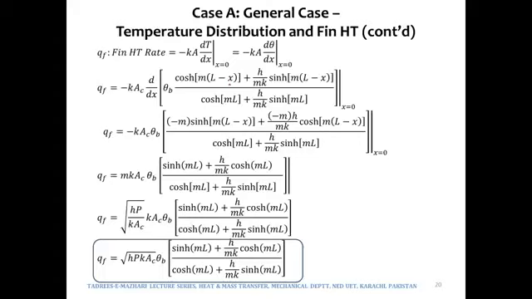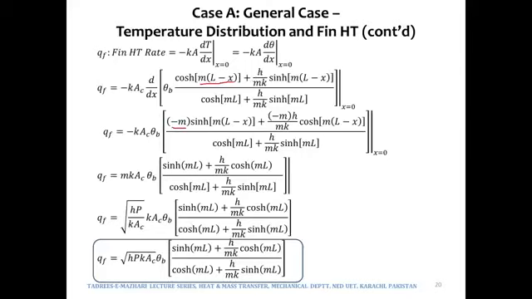Now the differential of cos x is minus sin x and the differential of sin x is cos x, but in the case of hyperbolic functions the sign does not change. The differential of cos hyperbolic x is sin hyperbolic x without a negative sign, and the differential of sin hyperbolic x is cos hyperbolic x. So the differential of cos hyperbolic x is sin hyperbolic of x, and then we need to differentiate m times l minus x as well. So the differential of ml would be 0 and the differential of minus mx would be minus m.